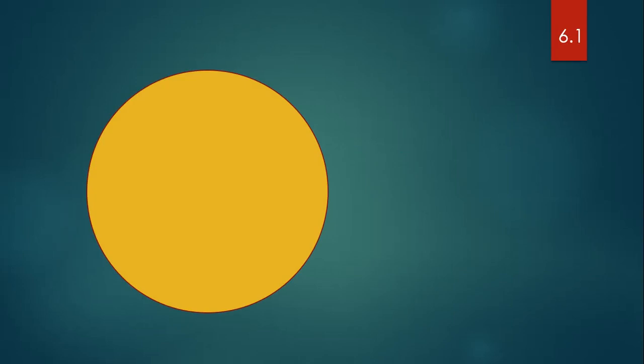Let's start talking about circles by looking at some basic definitions. Now we know that a circle is formed by all of the points that are the same distance from the center of the circle. And if we take a line segment that goes through the center of the circle and has endpoints on the circle itself, then we have a diameter of the circle.